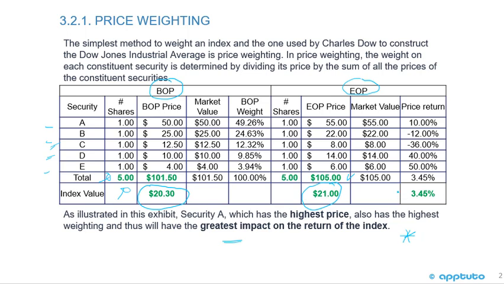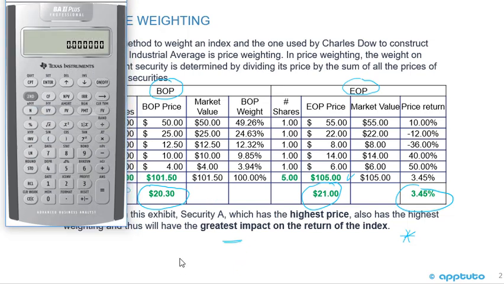So how do we calculate the price return? Well, we do ending minus beginning divided by beginning. Or another way we can do it is just 21 divided by 20.3, minus 1, and times by 100 to get a nice round number. The price return is ending divided by beginning minus 1, or ending minus beginning divided by beginning. We've got a 3.45% return on the price return index.